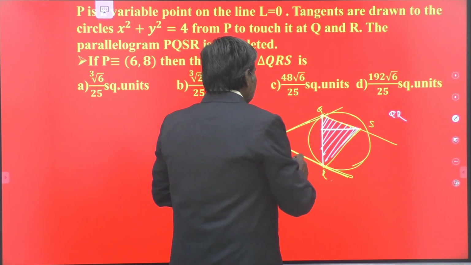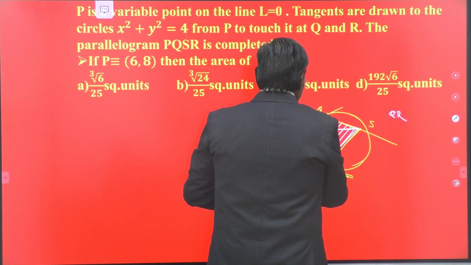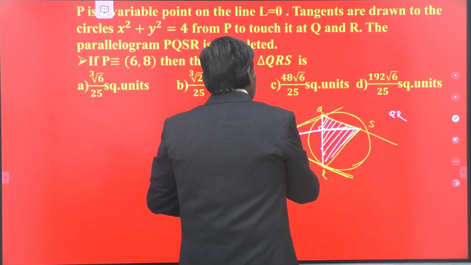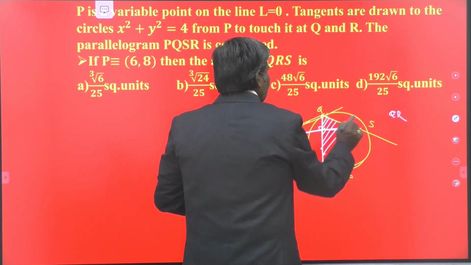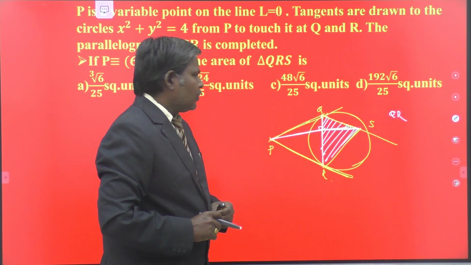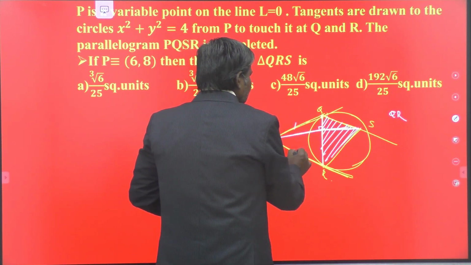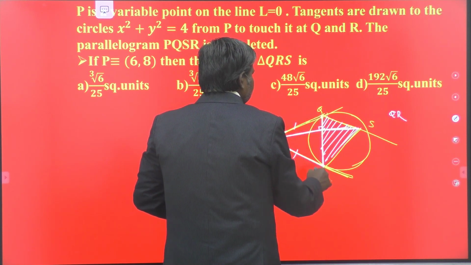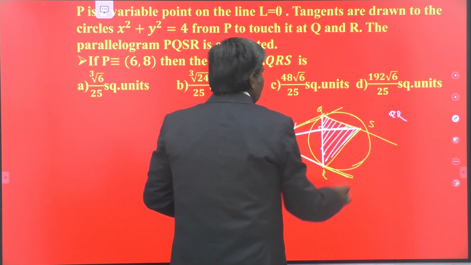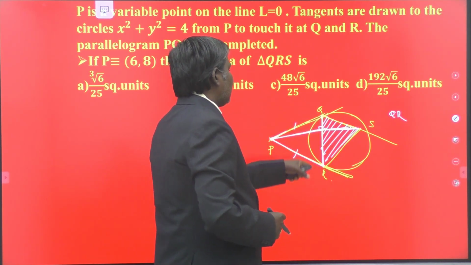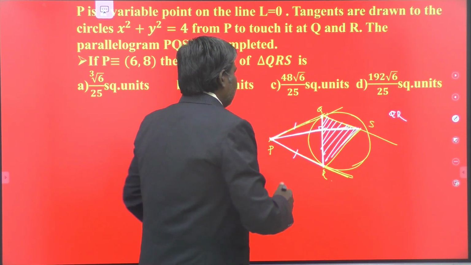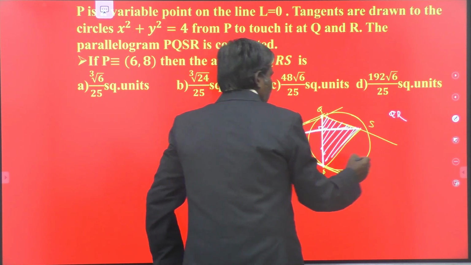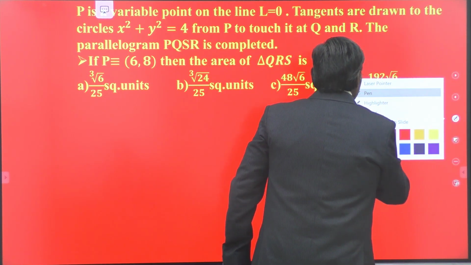This is nothing but the image of P with respect to QR. These two are 90 degrees. The image of P with respect to QR gives S. Because these two distances are equal, length of tangents are equal, so this becomes an isosceles triangle. In an isosceles triangle, the median coincides with the perpendicular bisector. Actually, the point of intersection is not here. I will draw the figure.